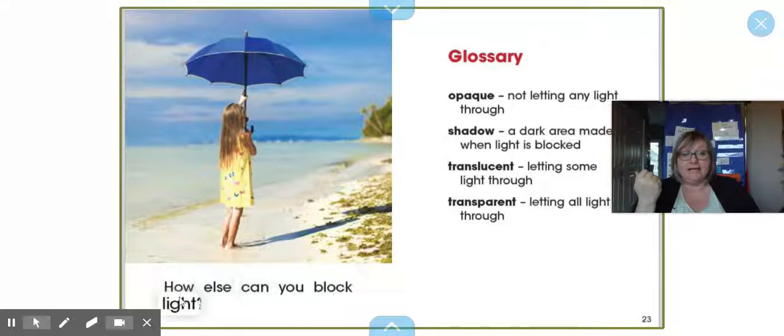How else can you block the light? And we see that she has an umbrella, which of course will block the light. Here's our glossary. Remember, that tells us what some of those bold words in an informational book mean. So if you needed to reread or you've forgotten what opaque was or what a shadow was, translucent or transparent, this is the place you would go to just kind of refresh your memory or to learn it for the first time.